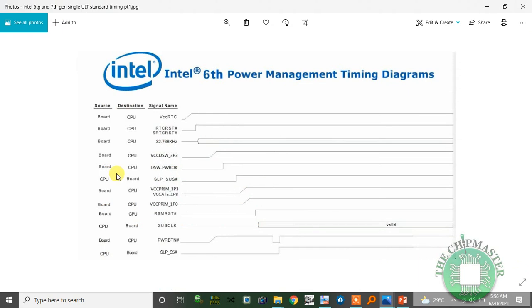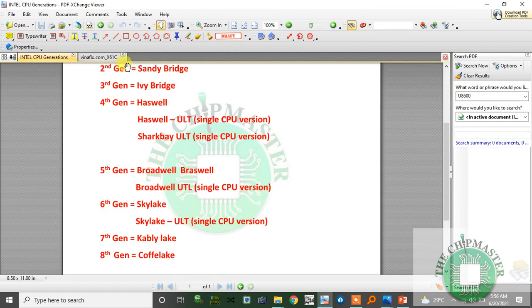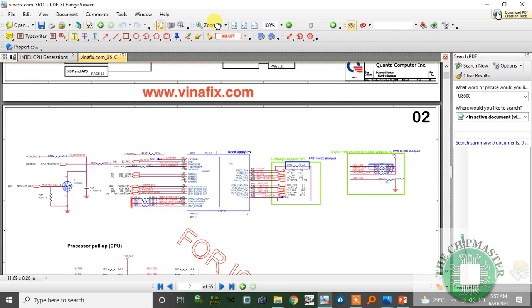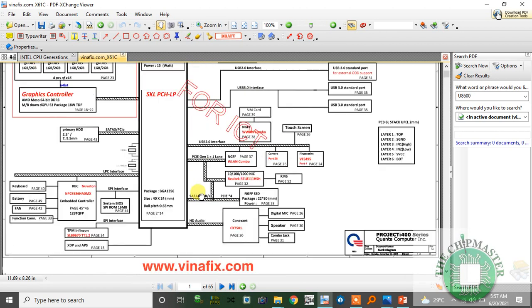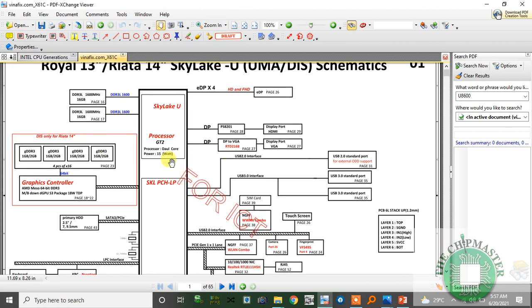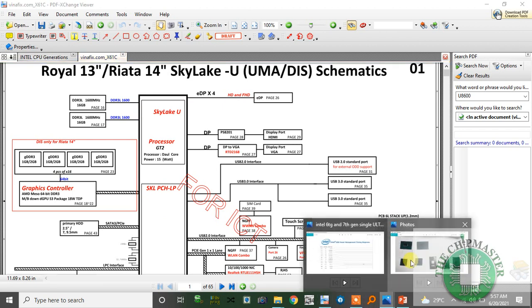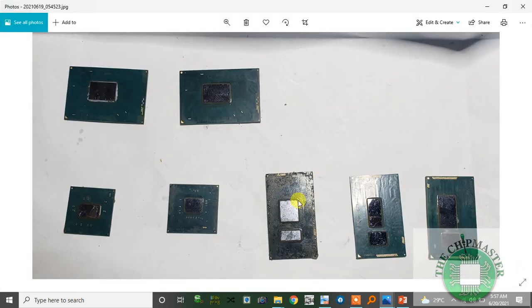Okay, all right, so we're gonna look at the timing here. As I said before, I have the schematic here for reference, which is an HP ProBook, an X61C. This is the schematic that I'm gonna use as a reference. So this is the block diagram of the schematic. As you can see, this is a Skylake U, which is a single U, just like this one. This is just the same CPU that's on the board.